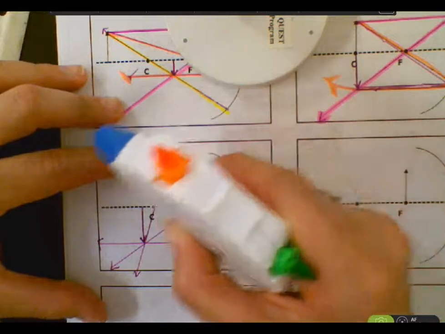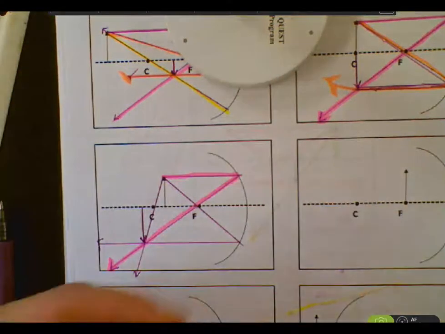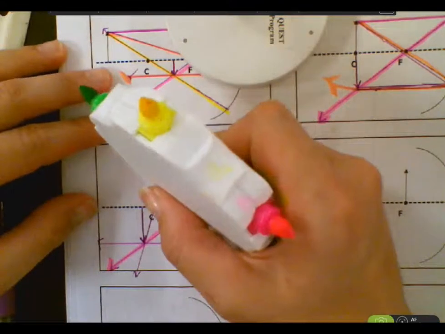You do your pink line first. Hey, that's what I did over there. You don't see me start the other way? That's what I mean, I cheated. I started the other way.